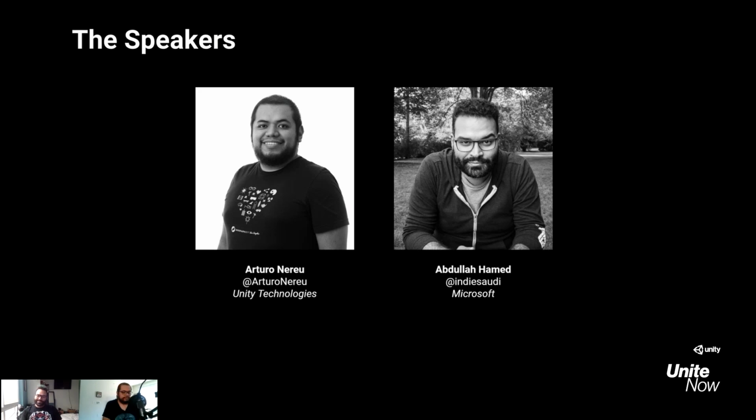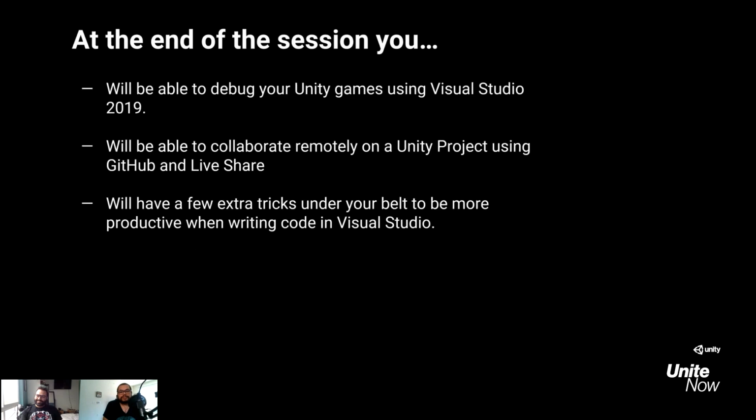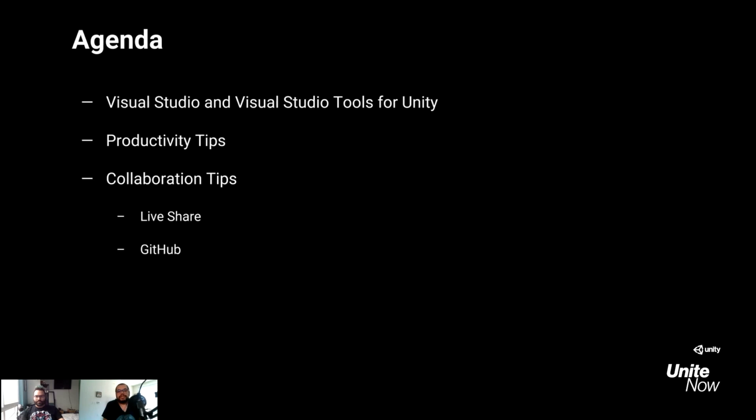Perfect. Awesome. So thank you for being here. Let's start with the presentation. These are the takeaways for today. So basically, we will learn how to debug in Visual Studio, how to collaborate remotely using Visual Studio and GitHub, LiveShare, and of course in the context of Unity. And we will also give you some extra tricks for your Visual Studio and Unity coding experience. This is the agenda for today. So let's start first by talking about Visual Studio, what Visual Studio is, and also Visual Studio Tools for Unity.